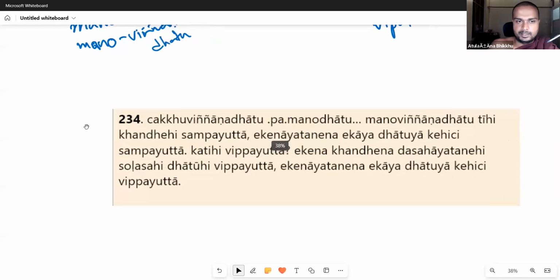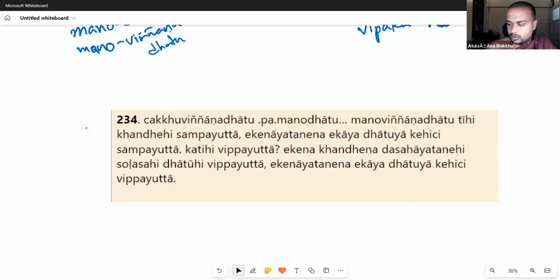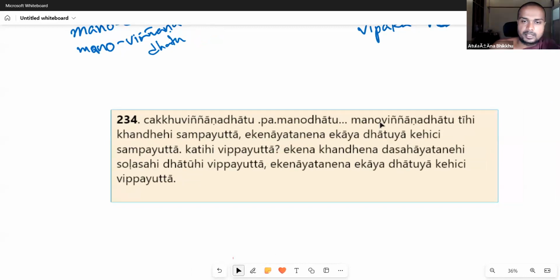Right. So we move into the Pali. We have this Pali here: cakkhu-viññāṇa-dhātu. Ekena ayatanena ekaya dhātuya kehichi sampayutta, katehi vippayutta, ekena khandena dasayatanehi solasahi dhātuhi vippayutta, ekena ayatanena ekaya dhātuya kehichi vippayutta. So the subject of inquiry is the cakkhu-viññāṇa-dhātu you find here.